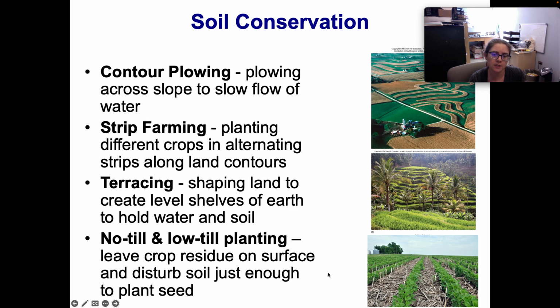There's also no-till and low-till planting. So low-till planting would be to leave the crop residues on the surface, and that helps cover the soil. It's not completely exposed to the wind and the water. There's some organic matter that then can build up into the soil to help develop soil through time. No-till means that you don't dig into the soil at all. You don't plow it. You're not tilling it.